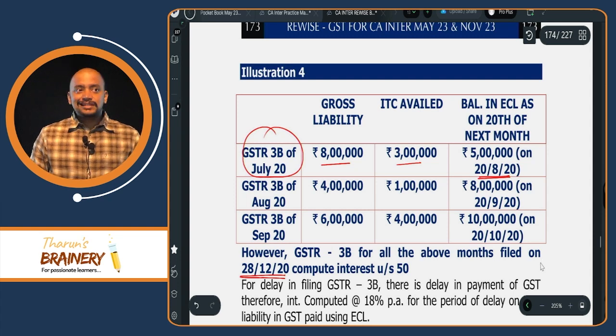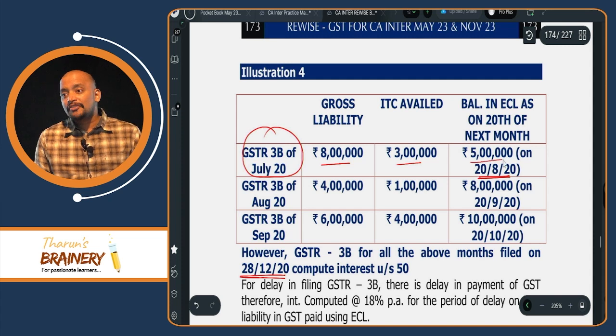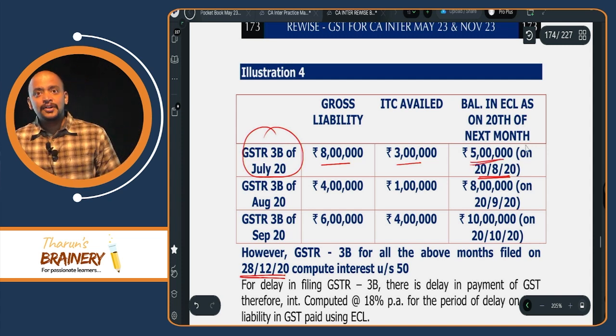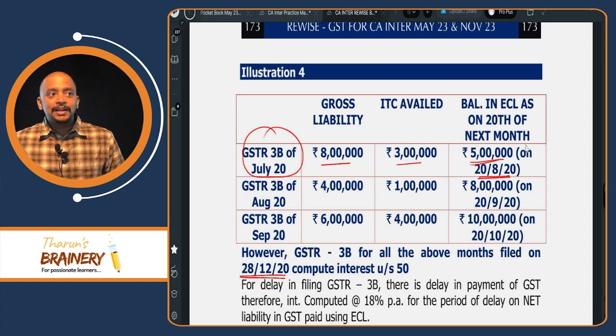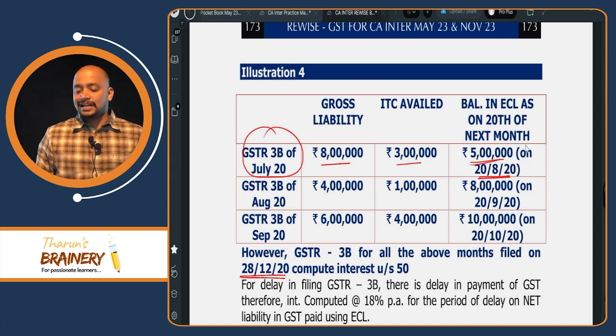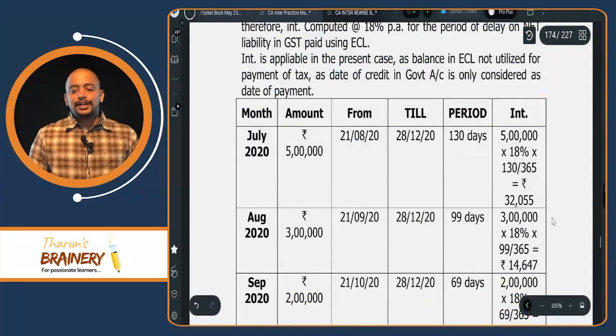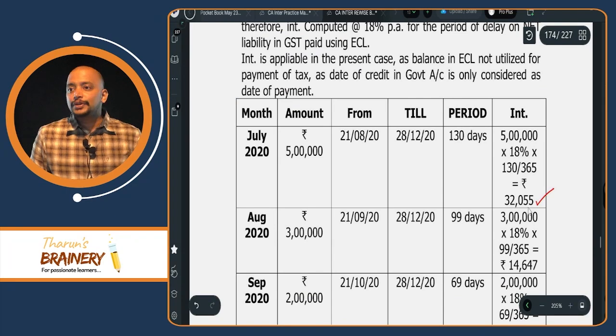130 days delay. For that 130 days, interest will be computed on 5 lakhs. So please calculate 5 lakhs into 18% into 130 divided by 365. That will be taken as the interest. So 32,055. You understood, Appa?